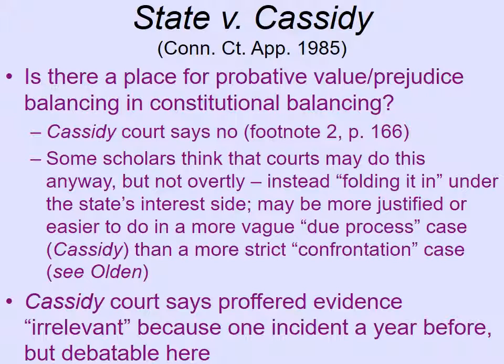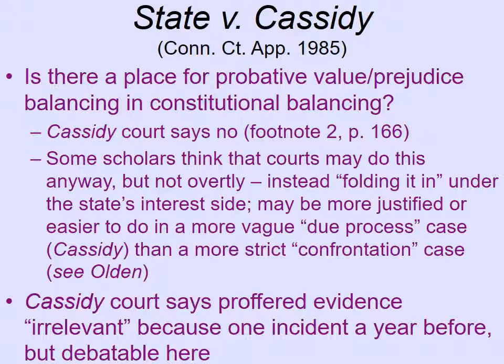And there's an interesting tension here about whether any probative value versus prejudice weighing should be done as a part of the constitutional analysis. If you look at footnote 2 on page 166, you see that the Connecticut Appellate Court says that probative value versus prejudicial effect balancing would be completely inapplicable if a court found that exclusion of the evidence would violate a defendant's constitutional rights. The court here says the only balancing that should be done in that context is balancing the state's interest in protecting the victim against the defendant's constitutional right that's at stake.